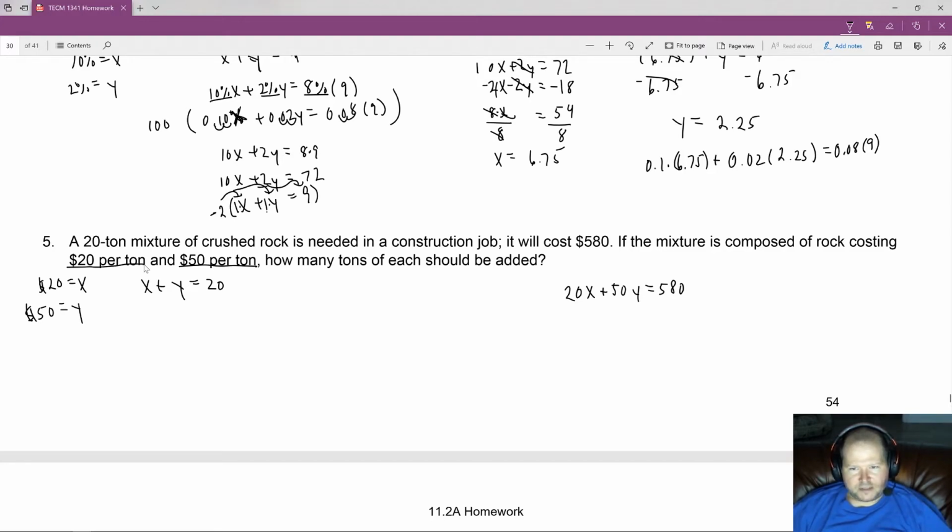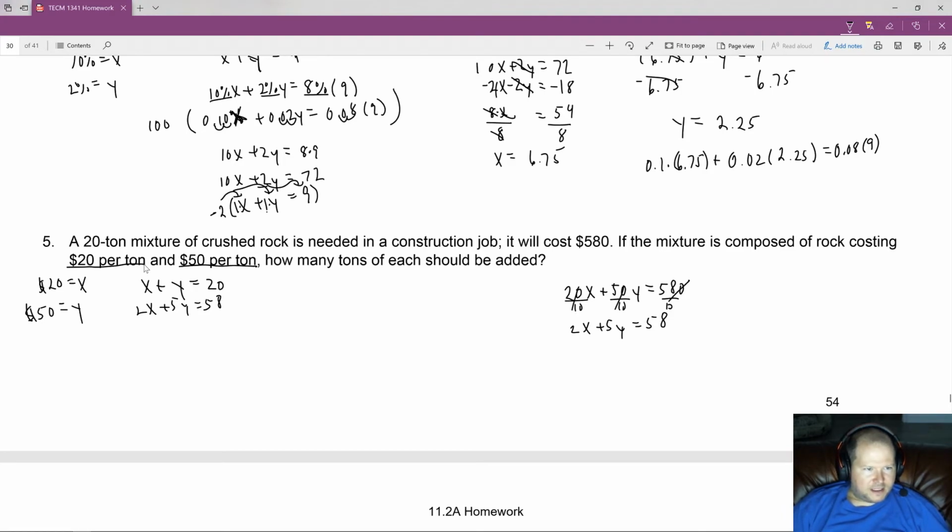Now, first of all, this other equation I'm going to divide by 10 just because you can divide this entire time. That'll make things a little easier on you. Divide everything by 10 means you just get rid of this last zero on every one of those. So you end up with 2x plus 5y equals 58 instead. Now, you have 2x plus 5y equals 58.